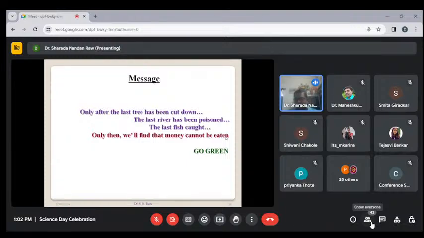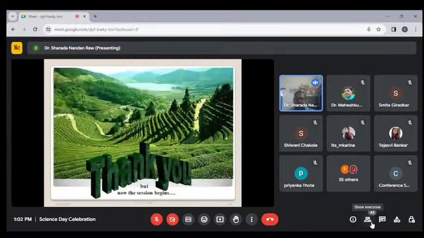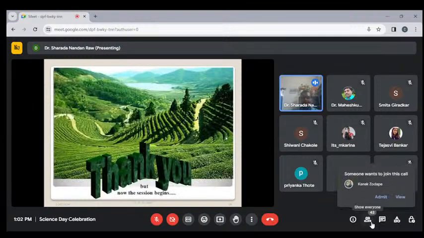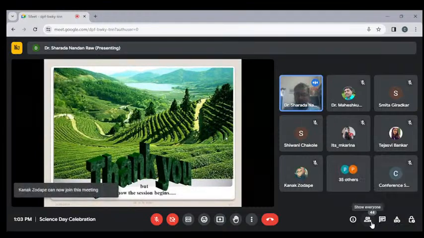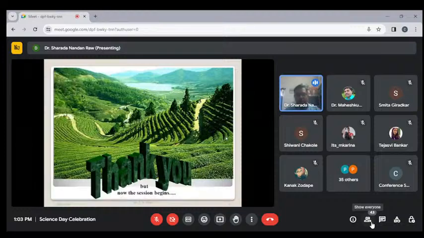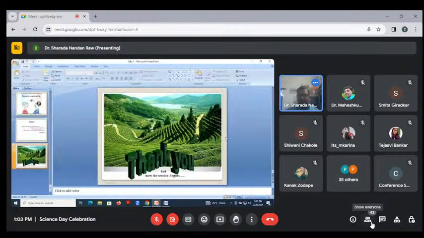Go green. So we should do tree plantation. This is our India government's message, so we have to do tree plantation so that our beautiful environment, our beautiful earth becomes green. Thank you, and now the session begins. Now the main important portion starts. This is the trailer of my talk.